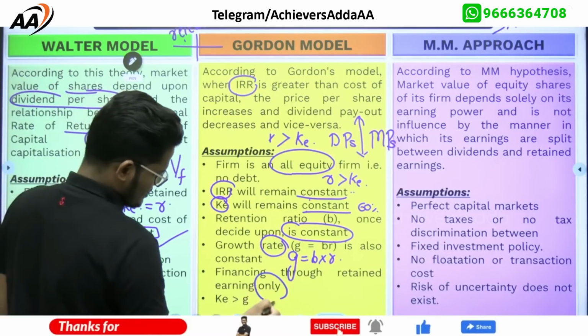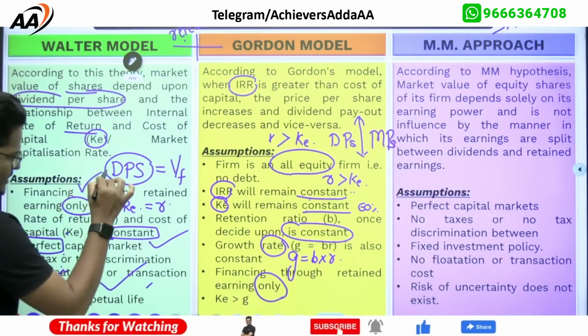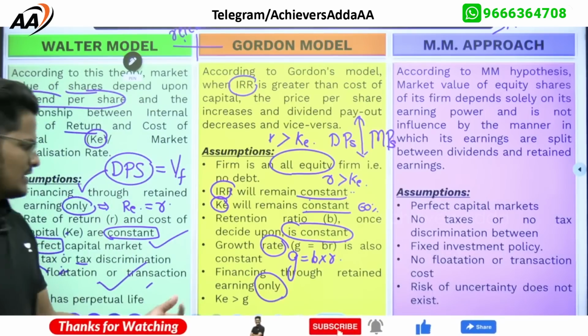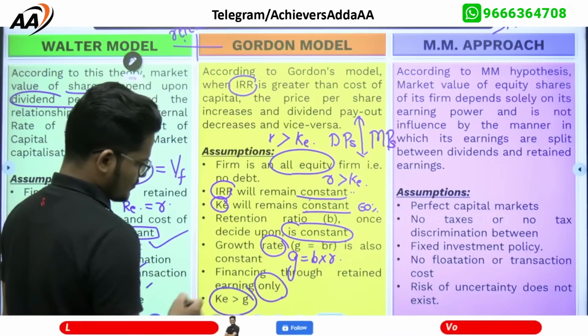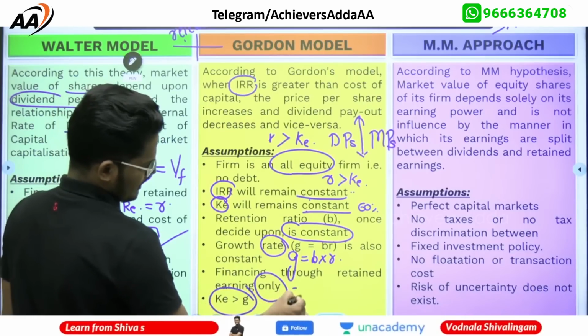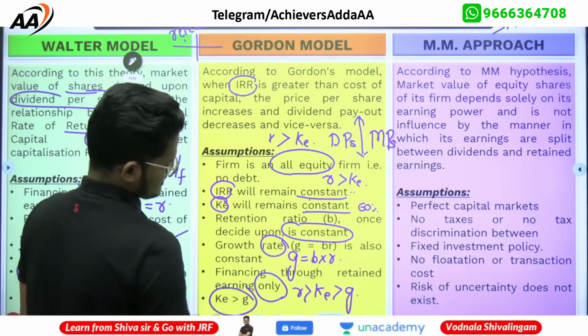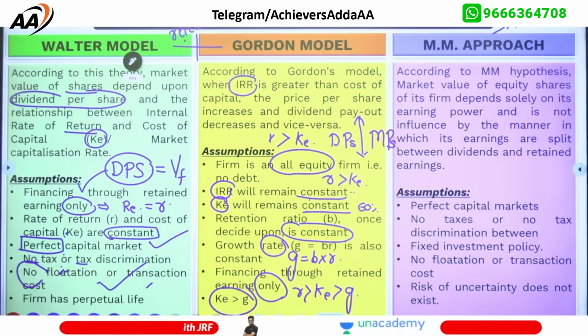Financing is through retained earnings only. Here also, financing through retained earnings only. So KE is more than the growth. KE is more than the growth. And here R is more than KE, and KE is more than the growth. That's how it is going to be.